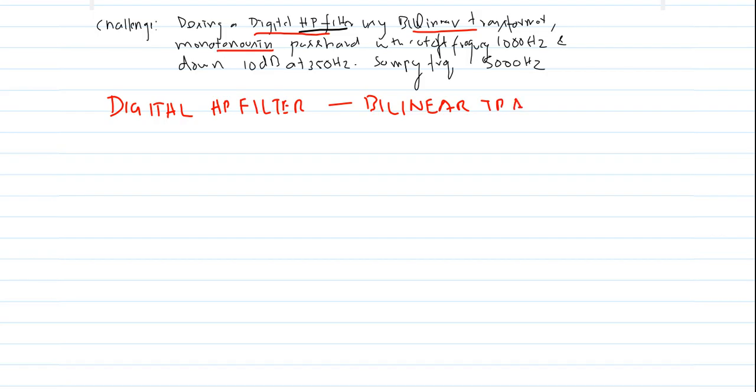Monotonous in passband. Whenever they indicate monotonous in passband, it means it is a Butterworth filter. So it should be monotonous in passband and stopband. What else is given? Cutoff frequency is 1000 Hertz.